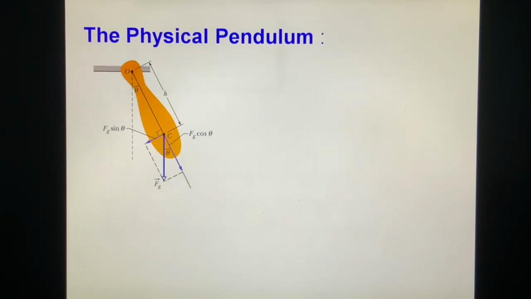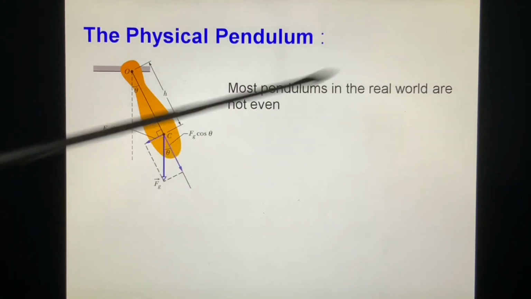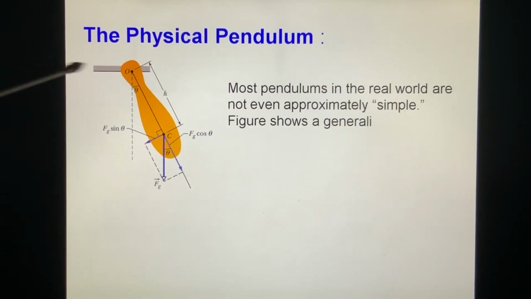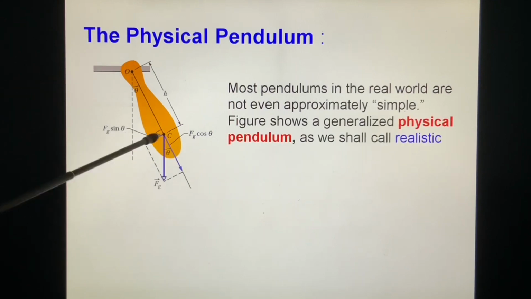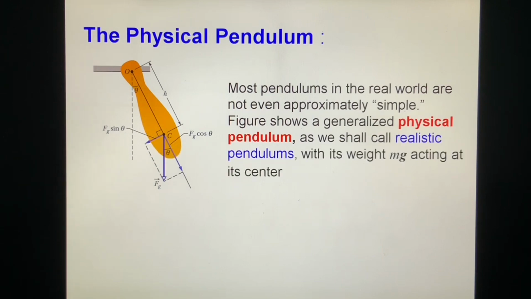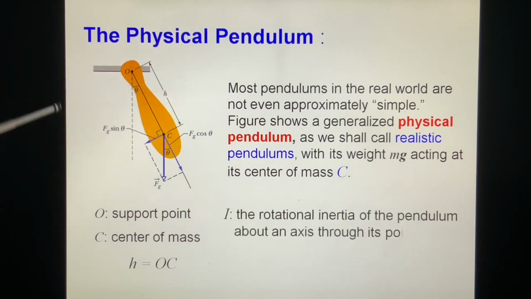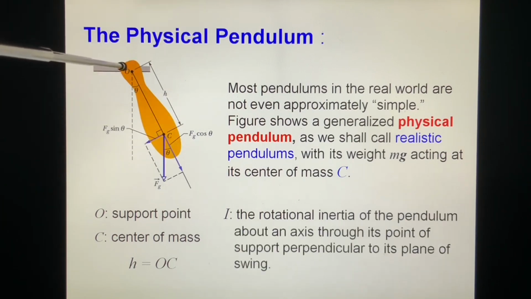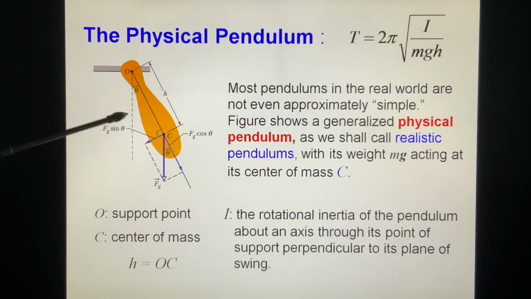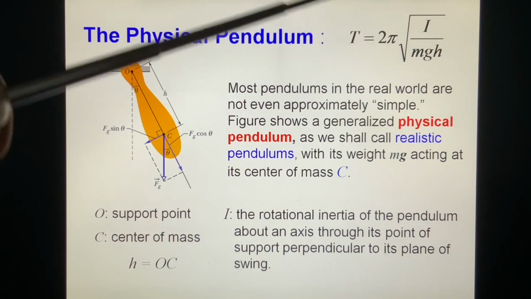The physical pendulum. Most pendulums in the real world are not even approximately simple. This figure shows a generalized physical pendulum, as we usually call a realistic pendulum. It's not thin, okay? Its weight is mg, it hangs at the point O, and its center of mass is C. O is the supporting point, C is the center of mass, and OC is called h. I is the rotational inertia of the pendulum about the axis through the supporting point, perpendicular to the plane of the swing. And the period of this physical pendulum is 2 pi times the square root of I over mgh.